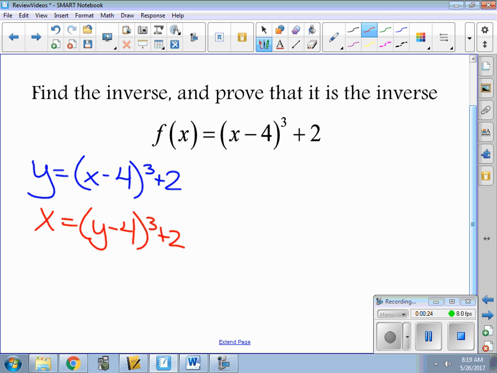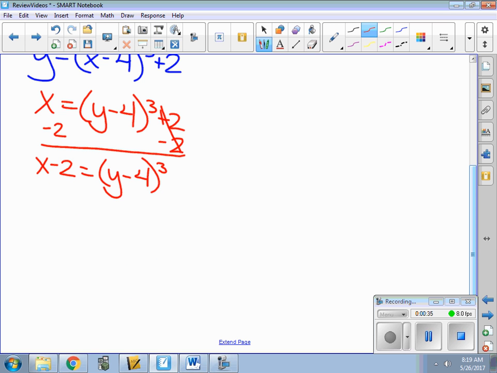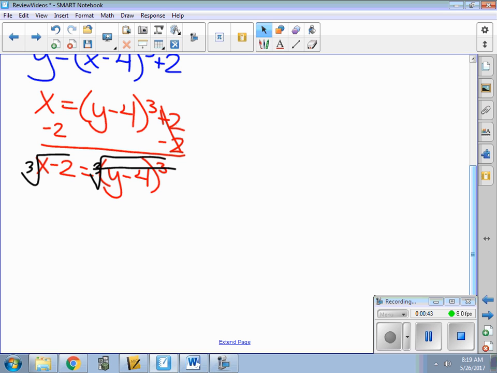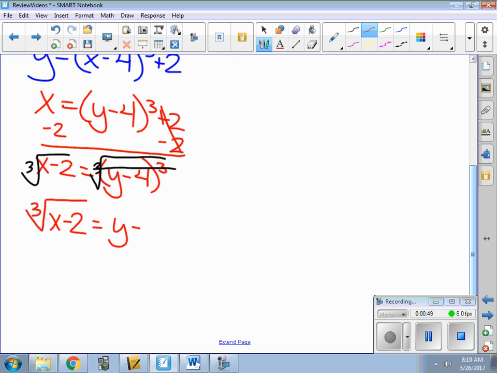Okay, so initially I'm going to subtract 2 from both sides. That gives me x minus 2 equals (y minus 4) cubed. And I know it's tempting to try to cube that out, but we're really just trying to get into y. And so in order to get rid of a third power, we can do a third root. The cube and the cube root will cancel each other right out. And now we've got the cube root of (x minus 2) is equal to y minus 4.